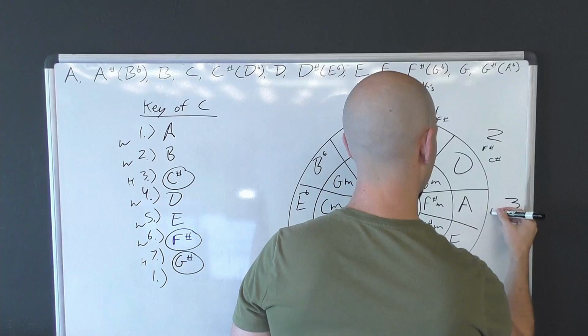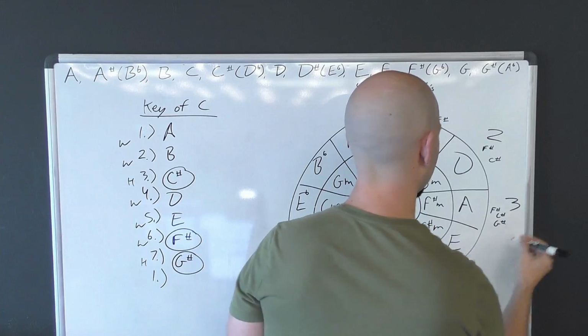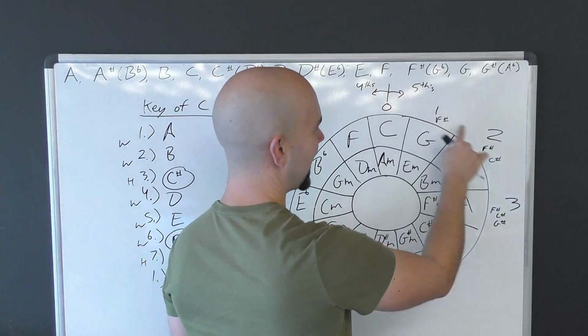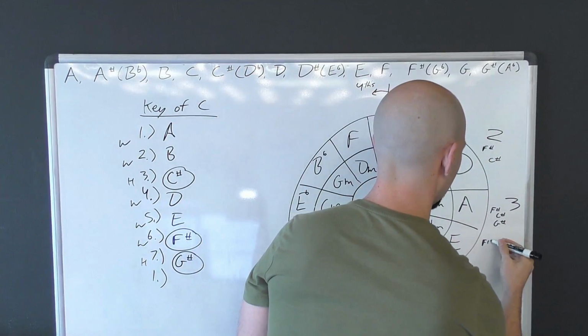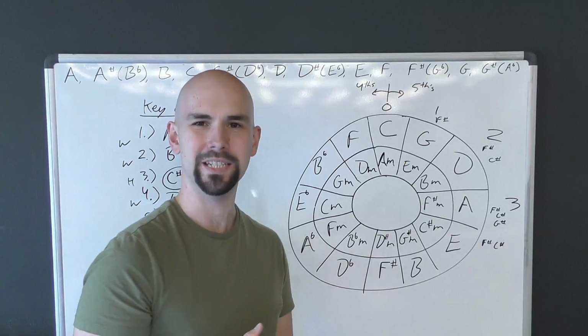And so now I've got F sharp, C sharp, and G sharp. And if I go to the key of E, the same thing's going to happen. I'm going to keep all of the sharps that I've been adding. So the F sharp, the C sharp, the G sharp. But now I add a new one, which is note number 7 in the key of E, and that's D sharp.